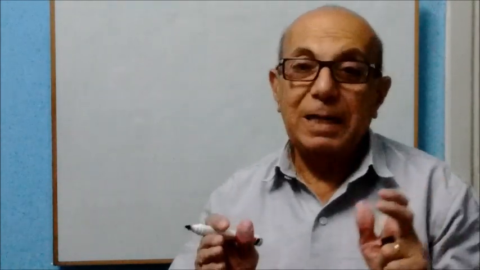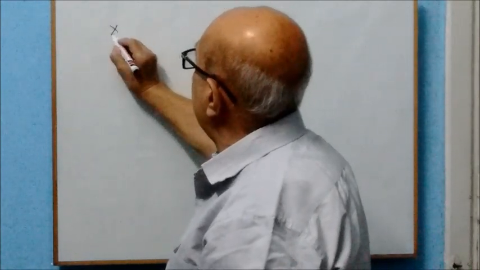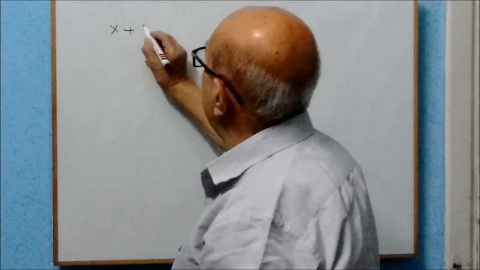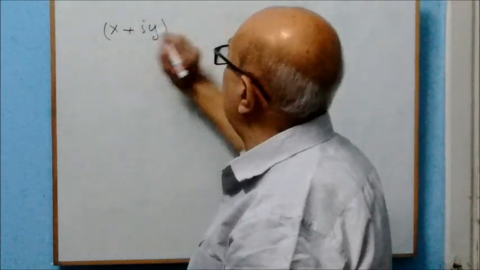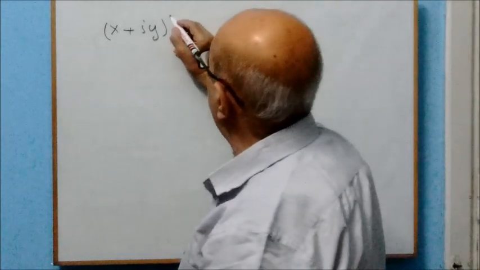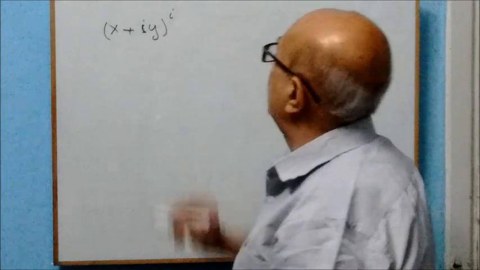Today we will be calculating together the value of a complex quantity raised to an imaginary power. Here it is, let's suppose we have x plus iy. This is a complex quantity, raised to an imaginary power, i. This is i also. x plus iy.